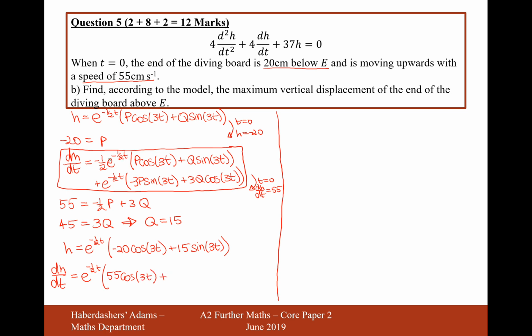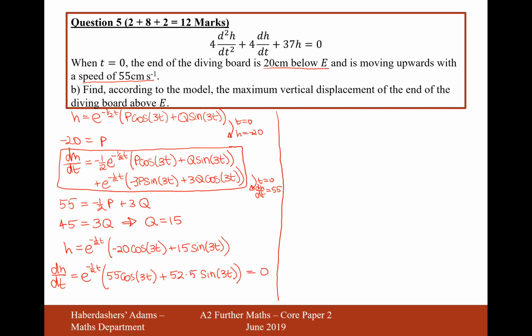and then on the sine one it's going to be minus a half times q, so minus 0.5 times 15, and then the next bit is going to be on the sine minus 3 times minus 20, so plus 60, and that gives us 52.5 sine 3t. So now what we need to do is set this equation equal to 0.